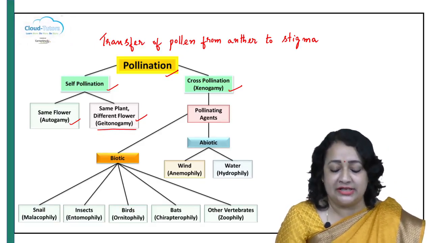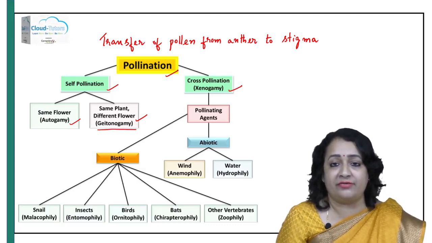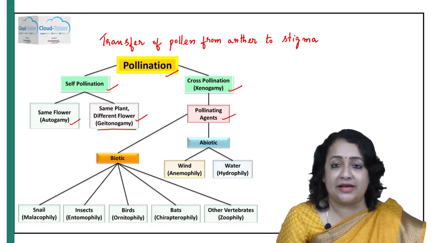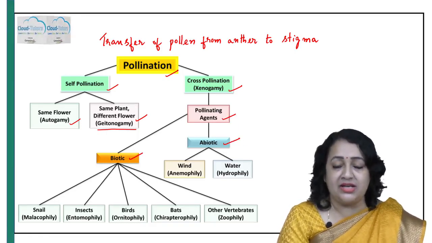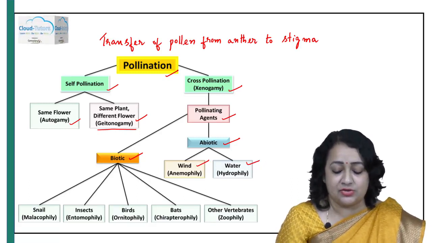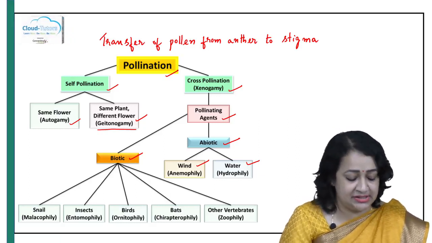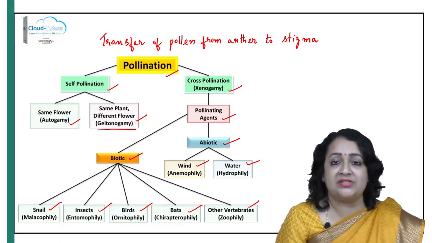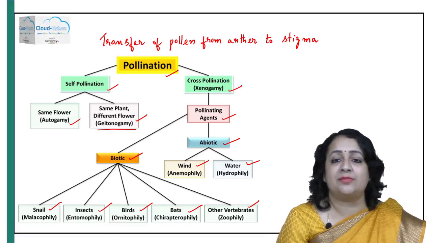Whereas when I say cross-pollination, it is nothing but pollination happening between the flowers of two different plants. Here the plants are different. So what will happen here? There is a need for pollinating agents. So pollinating agents can be biotic, means which are living, and they can be abiotic pollinating agents also. When I say abiotic pollinating agent, we have wind and water, which are non-living. So wind and water can bring about pollination. They are pollinating agents. We have biotic pollinating agents, that is snail, insects, birds, bat and other vertebrates. Even animals, humans can also be pollinating agents. So these are all the biotic pollinating agents. Through pollinating agents, the pollination will happen.